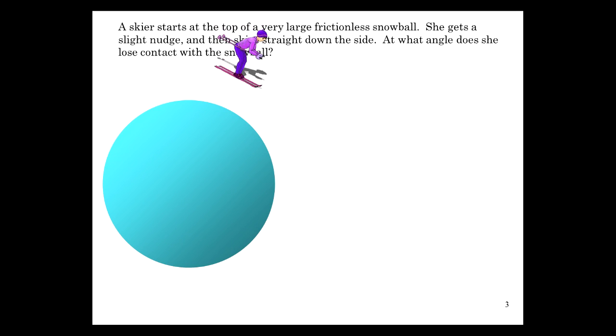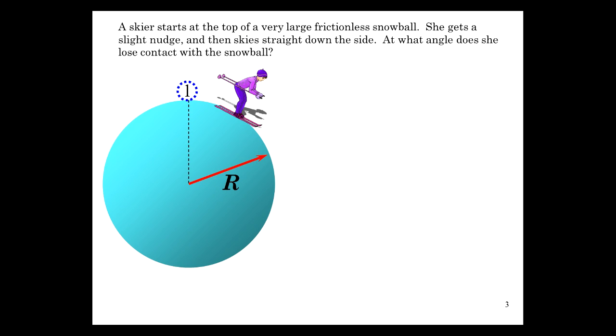So now we enter into our slightly more challenging and hopefully kind of a fun problem here. We have a skier at the top of a very large frictionless snowball, given a slight nudge and then skiing down, and at what angle does she lose contact with the snowball? So that should be fun. So we're starting at position 1, and you're going to move to position 2, and there's going to be some angle that is traversed that we're looking for. What angle does she leave the snowball?